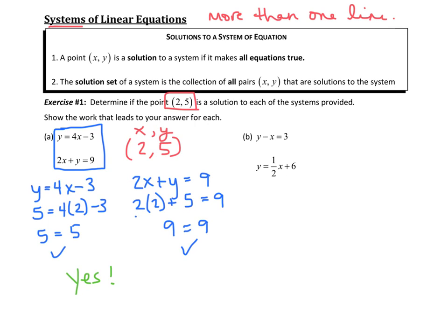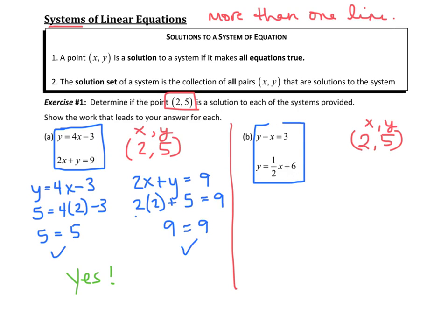Okay, now let's check letter B. Okay, so now I'm still working with the same point. I'm still working with the point 2, 5, which is x comma y. Okay, my system for part B are these 2 linear equations, y minus x equals 3 and y equals 1/2 x plus 6.